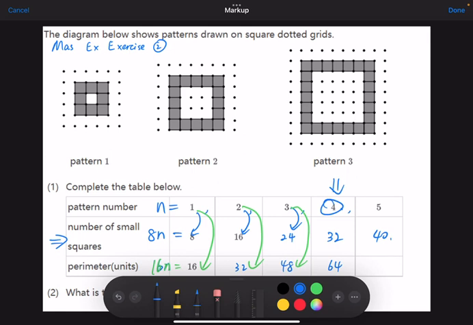Or you can see the relationship between the 8n and the 16n sequences. It's just multiplied by 2. So 40 multiplied by 2 gives us 80. There are multiple ways to get the correct answer.